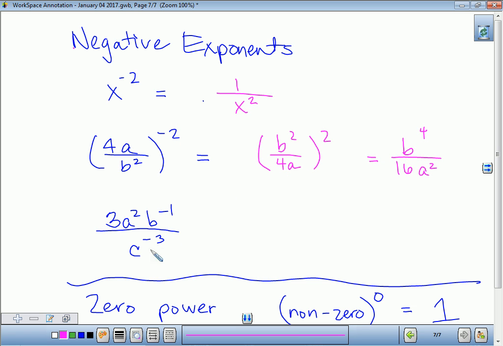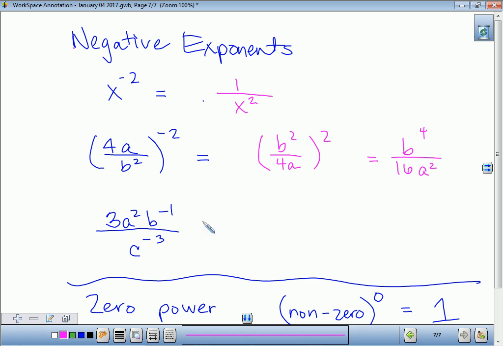Now, what else could happen? We could have negative exponents within a fraction. And when we have negative exponents within a fraction, the only thing that moves is here and here.